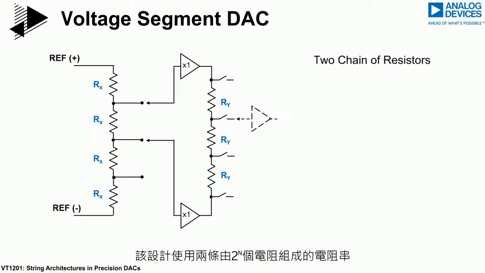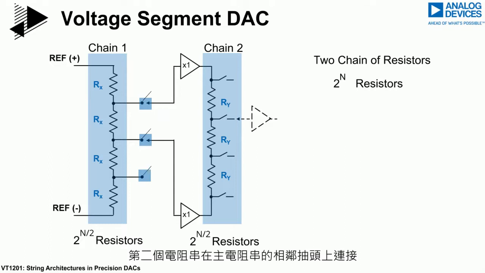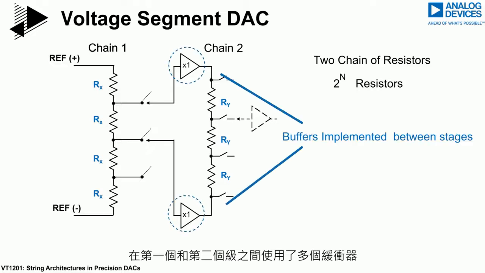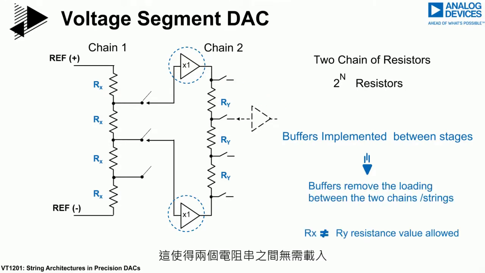If we now look at a voltage segment DAC, here the number of resistors required is much less. This design uses 2 chains of 2 to the n resistors, where the second string of resistors is connected across adjacent taps on the main string. The voltage between the 2 taps is further subdivided, leading to an increase in the resolution. A number of buffers exist between the first and second stage. This enables the removal of the loading between the 2 strings, allowing the resistor value in each string to be different.